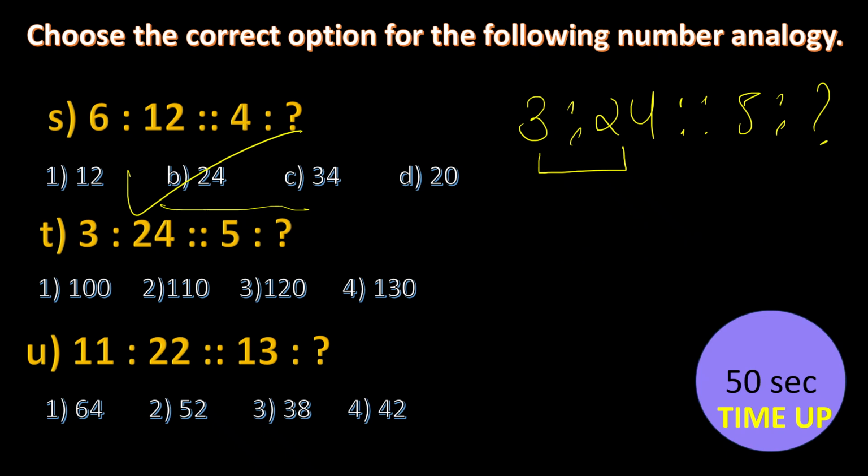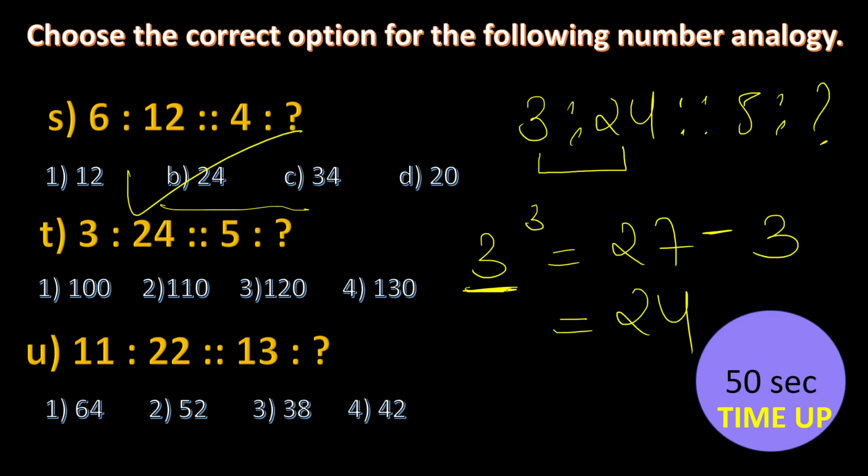Now I will try with cube. 3 cube is how much? 27. So 27 minus 3, the same number. You have to subtract, which will give you 24. So this is the logic.